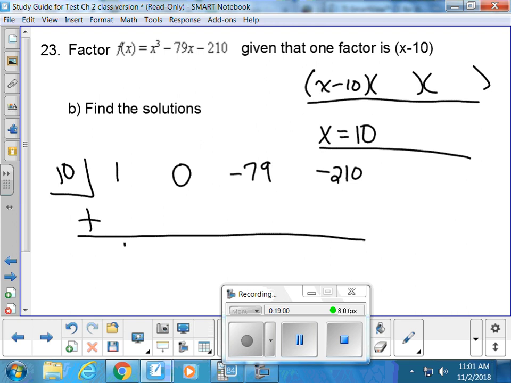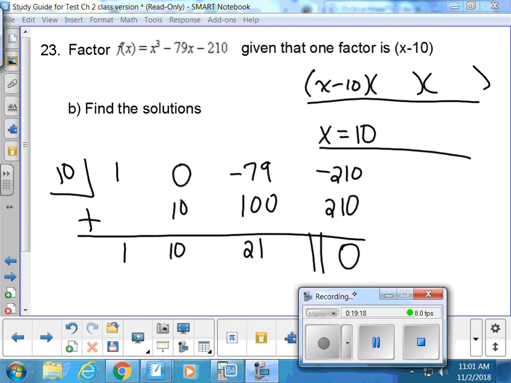Okay, help me out. What goes down right here? 1. What goes right here? 10. What goes right here? 100, actually, 10 times 10. And now we add straight down. I'll do that for you in case you can't do it. 21. And then what's going to go right here? +210. All right. So because I got a 0 here, what does that mean to me mathematically?